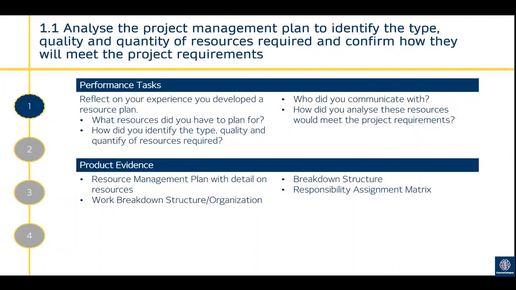So let's start with outcome 1, which is putting together a resource plan for your project, or at least contributing towards it. 1.1 is analyse the project management plan to identify the type, quality and quantity of resources required and confirm how they will meet project requirements. First step in putting together your resource plan is to identify what it is that you need, what the quality or what the standard of it is, and how many that you need.